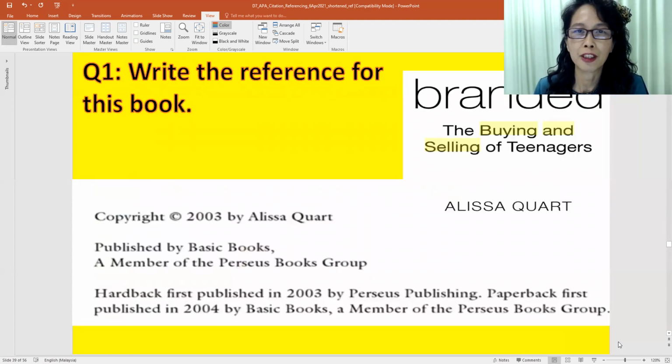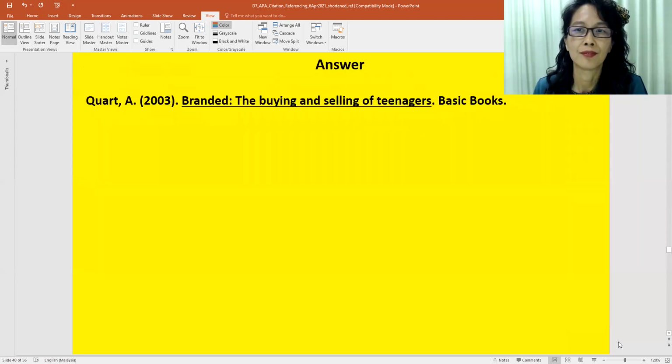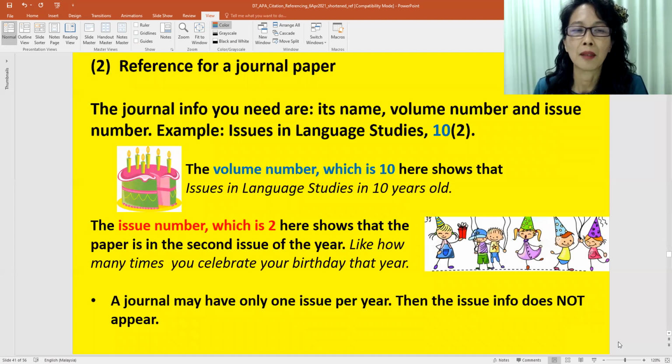Try to write a reference for a book and check the answer here. Next, number 2, reference for a journal paper. Now, the information needed for a journal paper is more than that required for a book. We need the name of the journal, we need the volume number and the issue. In this example here, issues in language studies, 10, bracket 2.